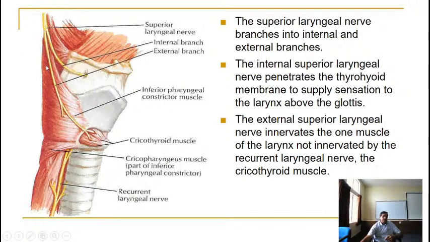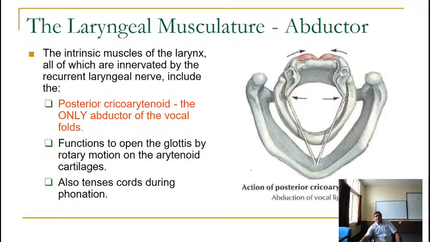Whereas the external branch is the one which continues further down and then supplies the cricothyroid muscle. This is one of the intrinsic muscles of the larynx, and the function of the cricothyroid muscle is as a tensor of the vocal cord. Then, adduction means coming together. So that is the superior laryngeal nerve. We have seen the recurrent laryngeal nerve and the superior laryngeal nerve. Then we go to the musculature.